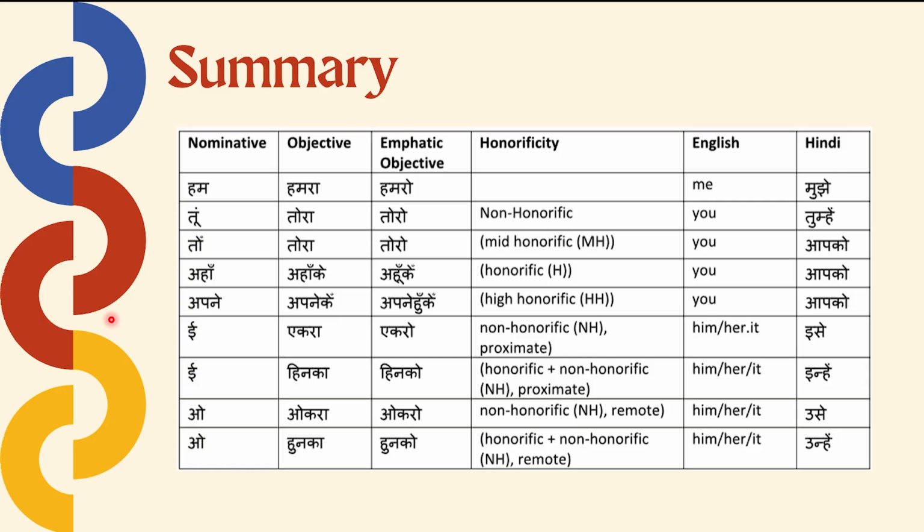So, let us summarize this lesson. In this table now you are going to see the nominative forms of the pronoun in the first column, the objective forms of the same pronouns in the second column, emphatic forms of the same pronouns in the third column, and you can see whether honorificity has been marked on it or not, and then the English meaning and the Hindi meaning. So, you can practice it, also look at the handouts that I have shared with you, and let us close this.